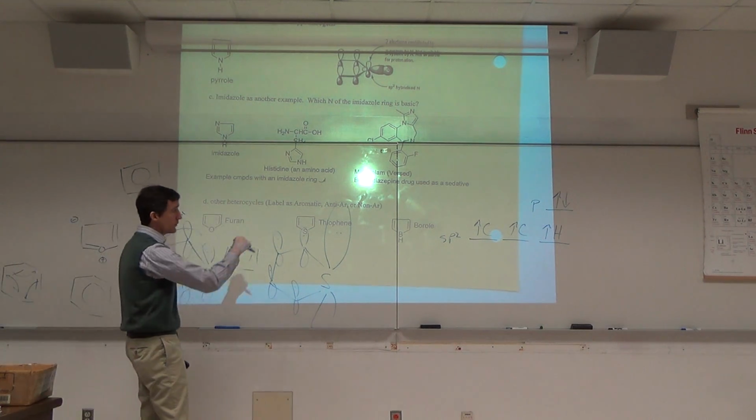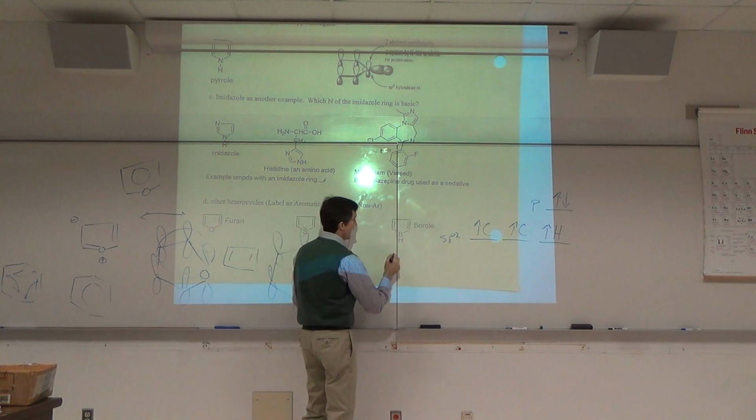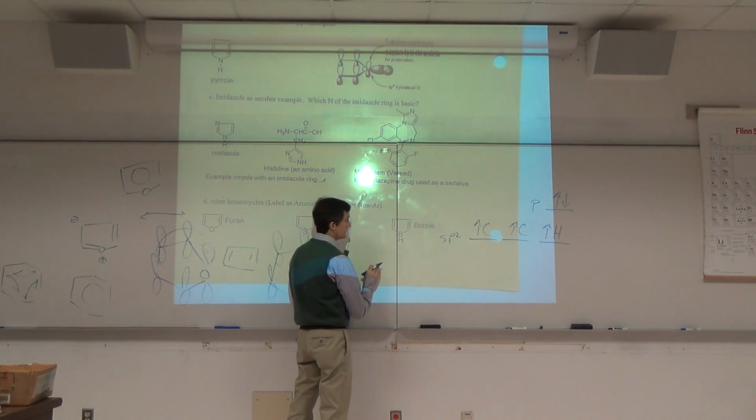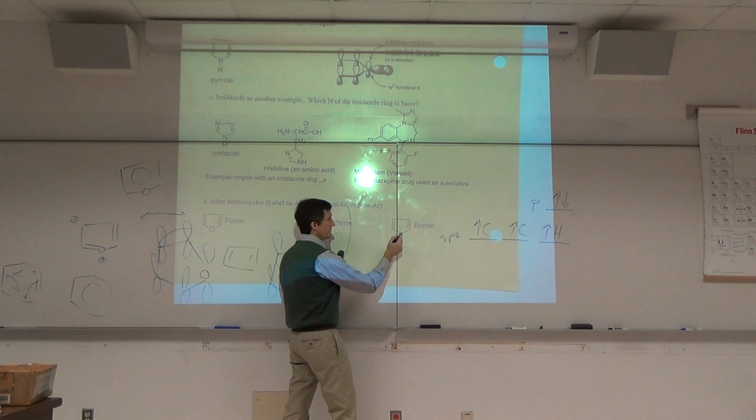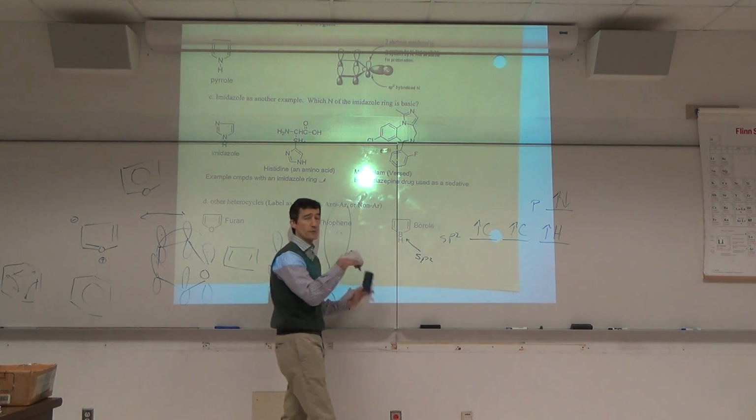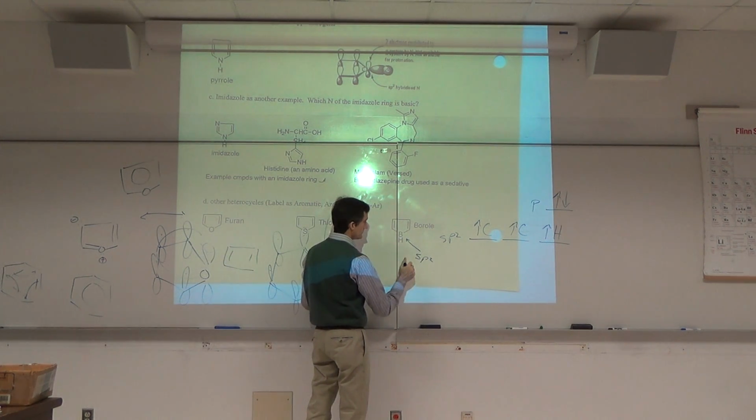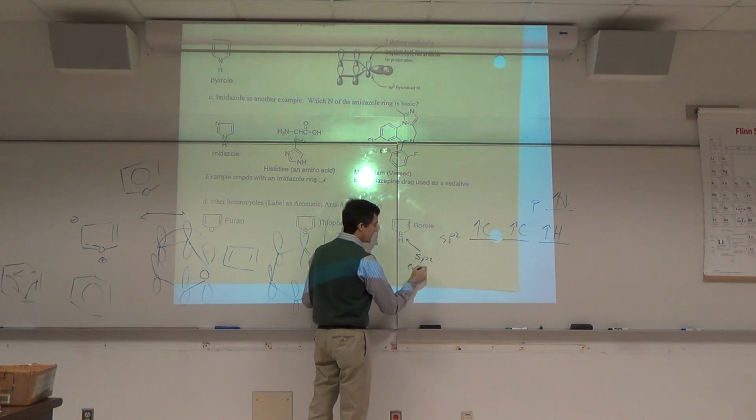Okay. What about borole? How many lone pairs on the boron? Zero. What's the hybridization of the boron? sp2. Boron is group 3, so it's only supposed to have 3 electrons, and so it has an empty p orbital.